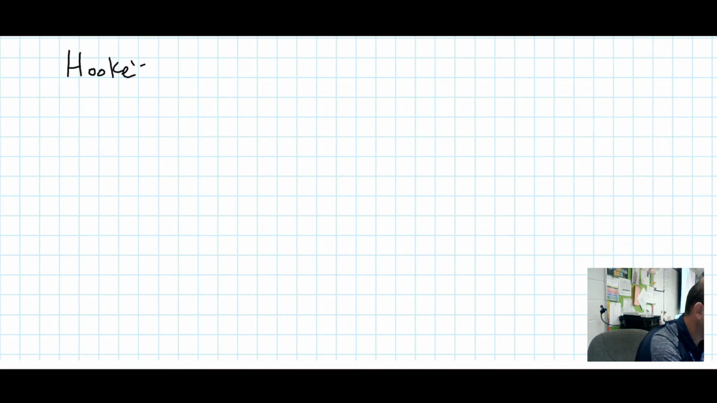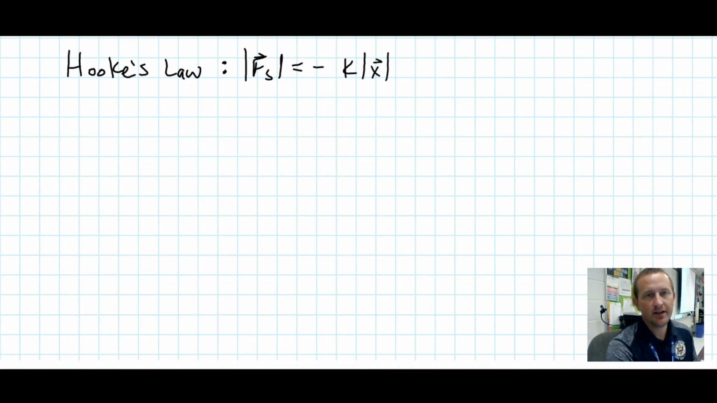So let's take a look at Hooke's law and the spring force. Hooke's law says that the spring force is equal to the negative of k, which is the spring constant, times the absolute value of the displacement of that spring from its equilibrium position.